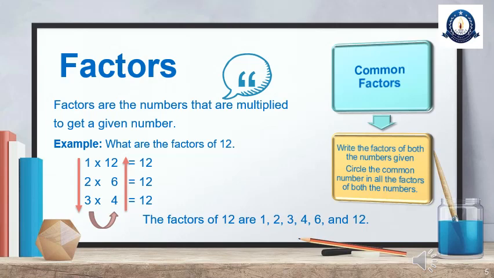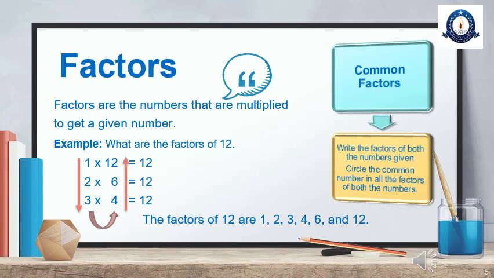We will write 3 pairs only: 1 12s are 12, 2 6s are 12 and 3 4s are 12. If we write 4 3s are 12, it will be repetition. We will stop here, at 3 pairs, and then we will write the factors.